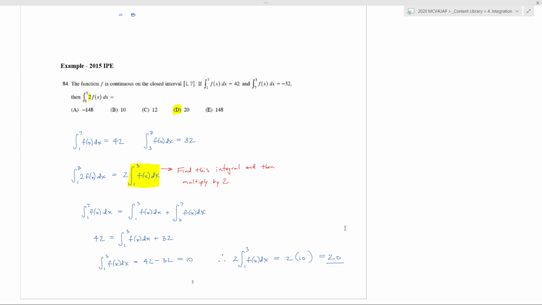We're asked to find 2 times the integral from 1 to 3 of f of x dx. So we take that 10, we multiply by 2, and we get 20. And so our answer is D. All these types of questions really amount to writing all the integrals so that you're integrating from left to right, coming up with an expression where you break up a long integral into some pieces, and then sub in the pieces you know to find the ones you don't know. That's basically what we're doing in these types of problems.